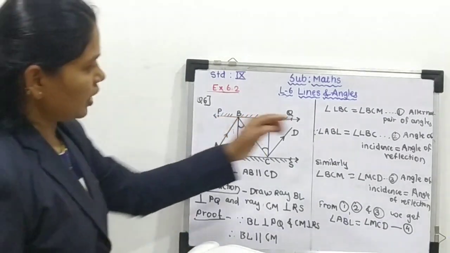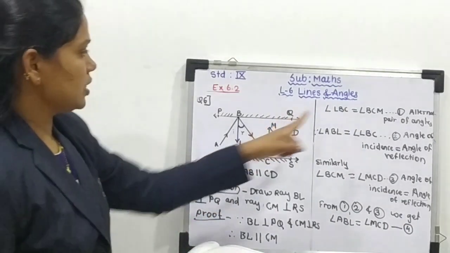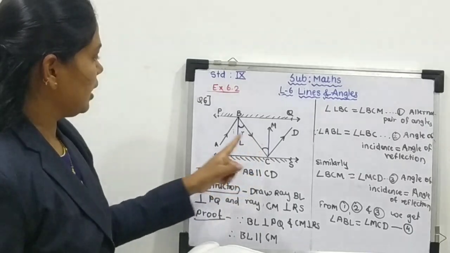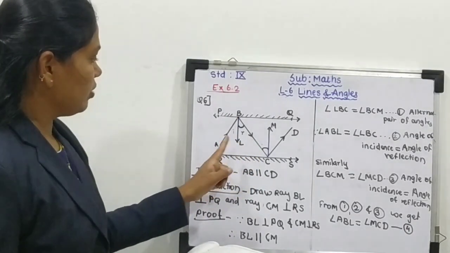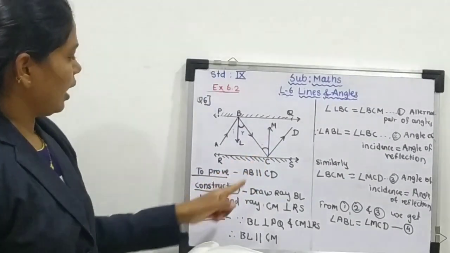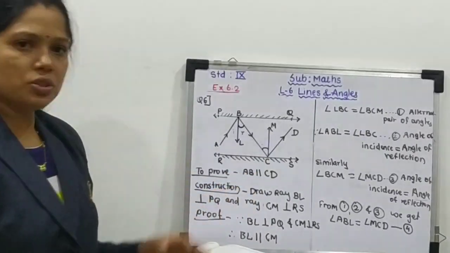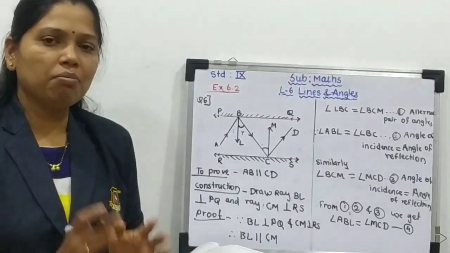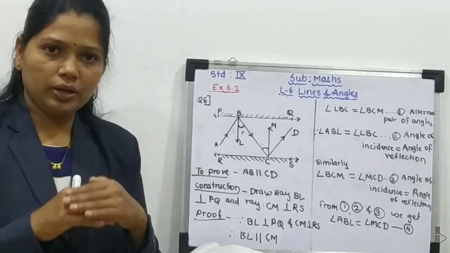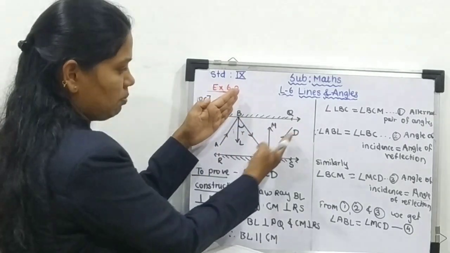Now if we add the first and fourth, what will we get? We get LBC plus ABL, the whole angle ABC, right? And the required result is AB parallel to CD. We have to reach there, meaning we are going to show that the two angles made by these two lines AB and CD are alternate angles.